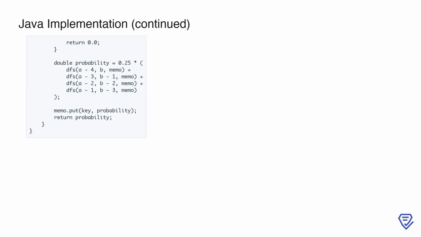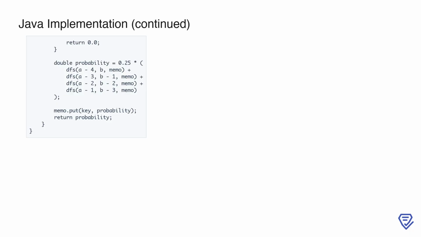Next, we handle the base cases. If soup A is empty and soup B still has some left, the probability of serving all soup A first is 1.0. If both soups are empty simultaneously, we return 0.5, as the problem specifies that in this case, we consider it a tie. If soup B is empty but soup A still has some left, the probability is 0.0.